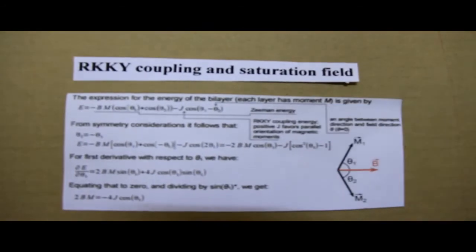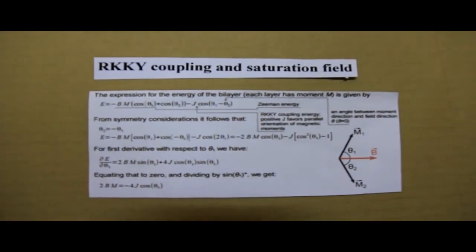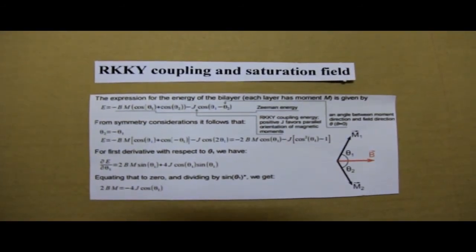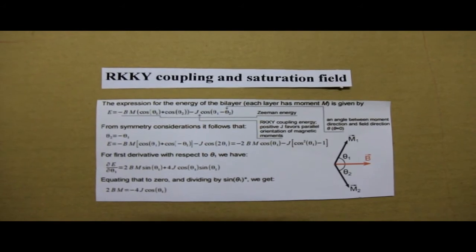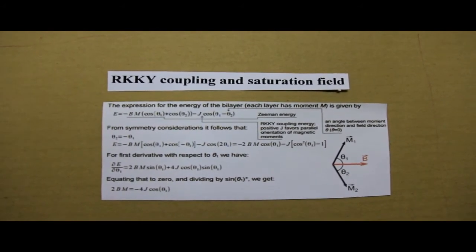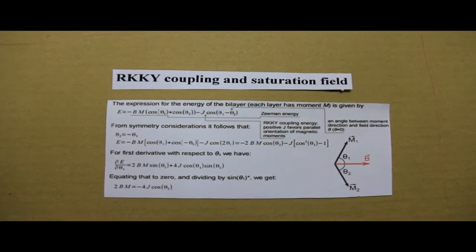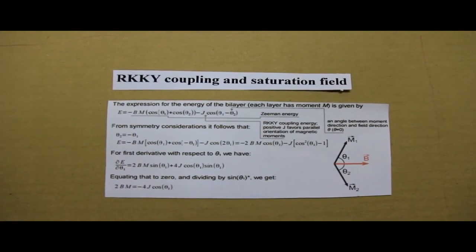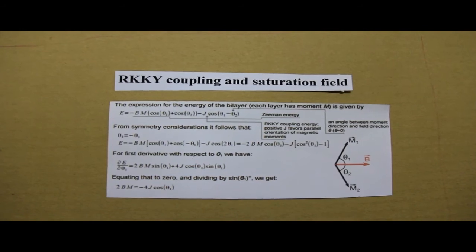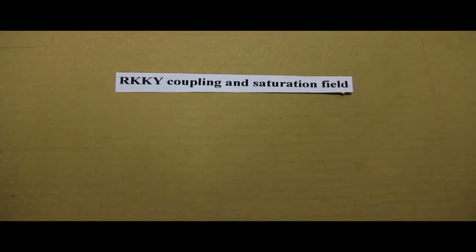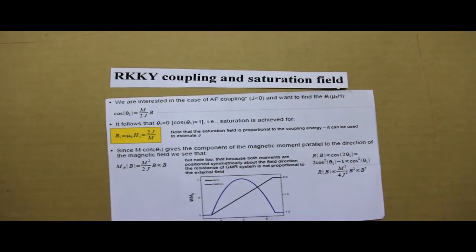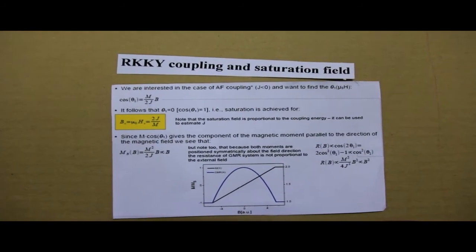For RKKY coupling and saturation field, in the general case of unlike layers, which have different magnetization, anisotropy energy, and anisotropy direction, coupled by interlayer coupling, there are no analytic expressions available for a direct comparison with experiment. For simple cases, the expressions describing a hysteresis loop can be found in the literature. For the simplest case of two identical layers, the saturation field can be found as follows.